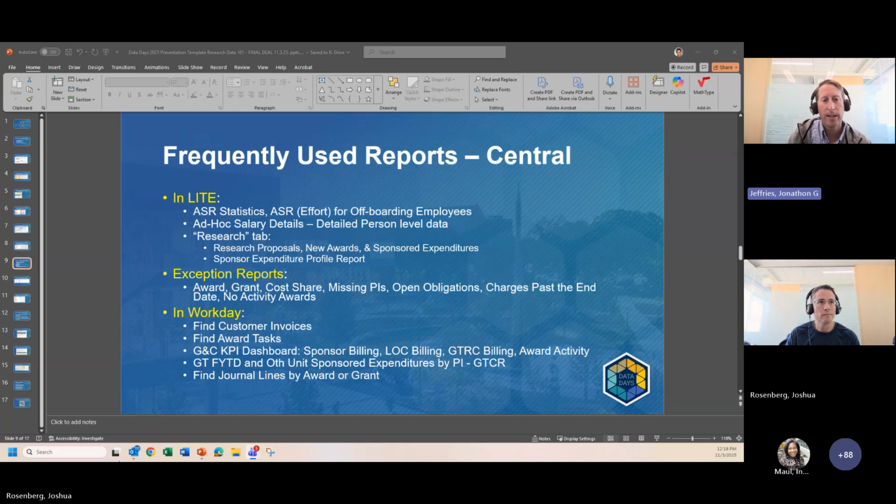The other thing we did is ASR for off-boarding employees. This is also in Light. So if you have employees that are graduating or just leaving Georgia Tech, you can run that ASR. You don't have to wait to the end of the fiscal year when commitment accounting closes and we send them out. You can get it done early while that employee is still on Georgia Tech campus.